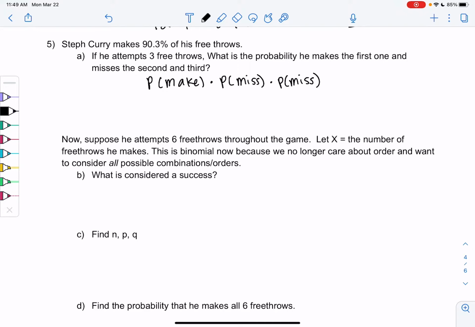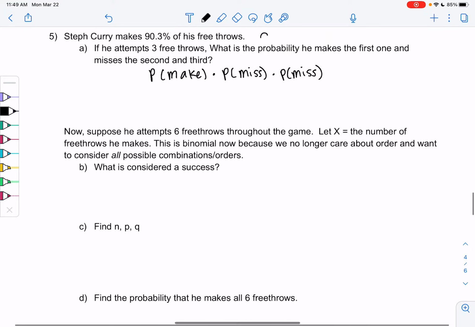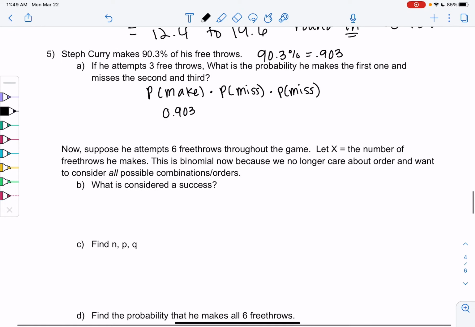So the probability of making is 90.3%, but remember we want everything in decimals, so it'd be 0.903. If you do percents, the numbers just don't work out, and you get crazy answers. The probability of missing would just be the opposite of making, so missing would be 1 minus making, in decimal form. Some of us did this problem and did 1 minus 90.3, and we realized we got weird numbers.